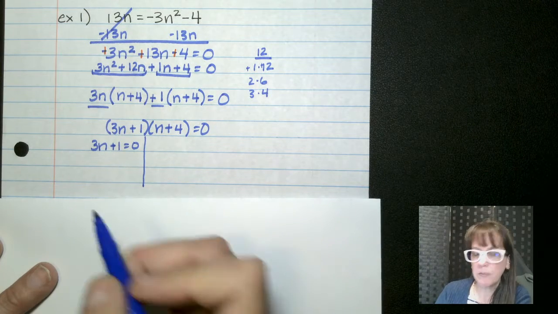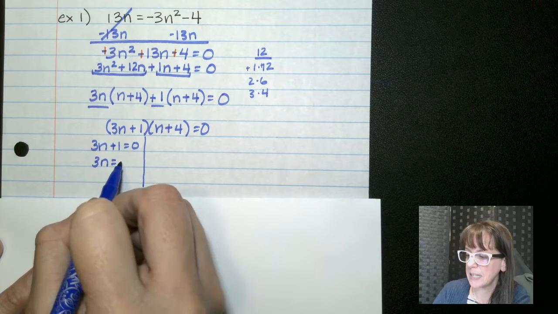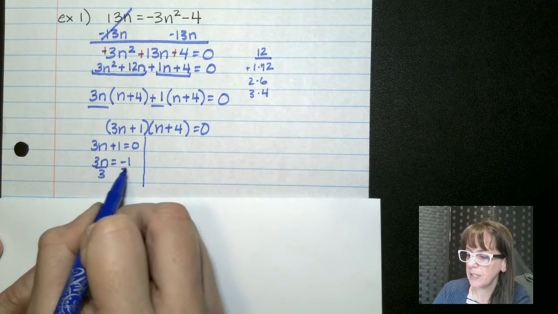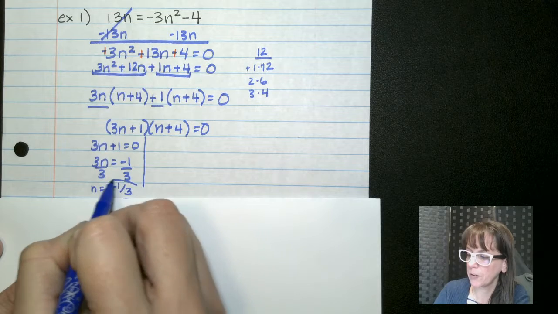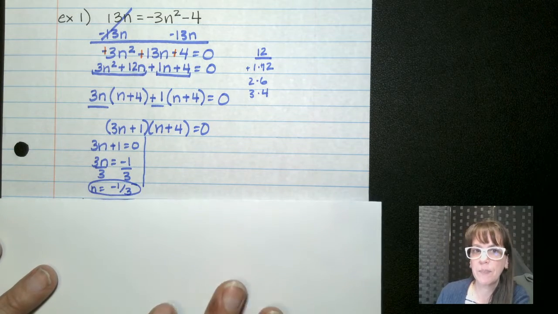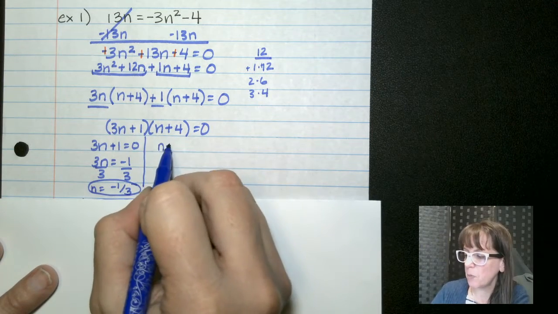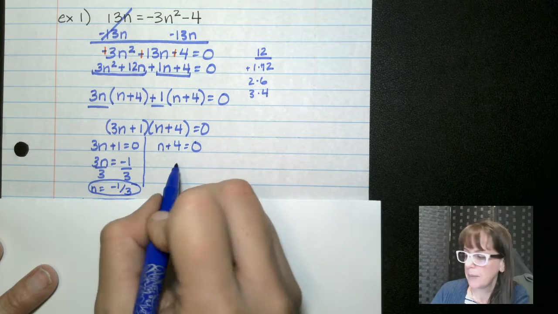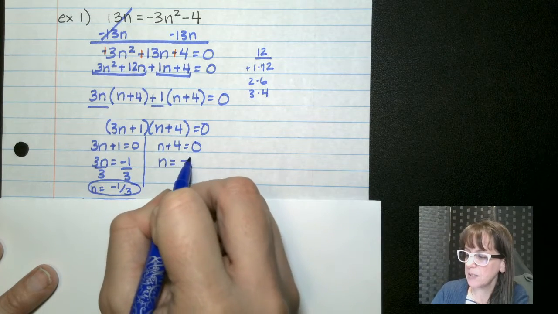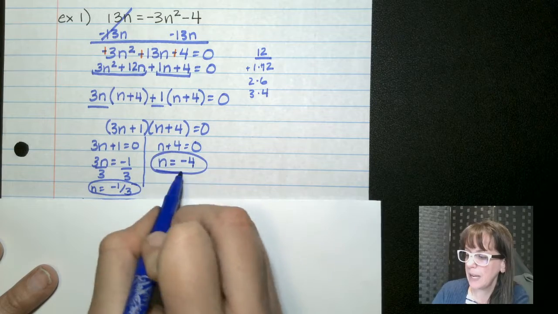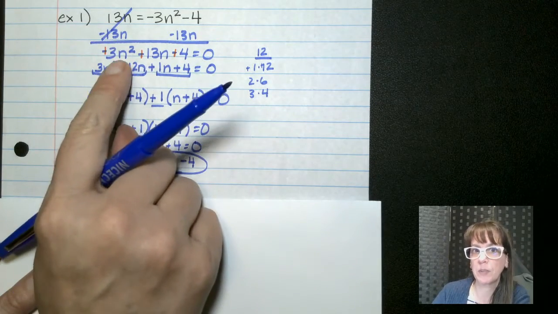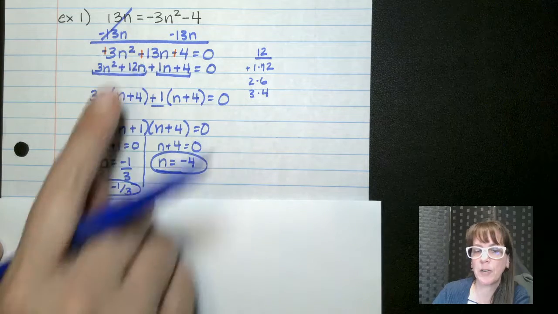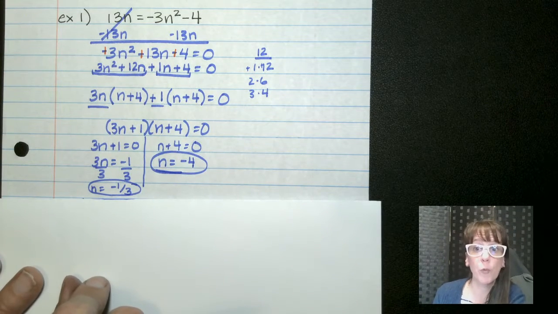If I minus 1 from both sides, I get 3n equals -1. Divide by 3, I get n equals -1/3. Over here, n plus 4 equals 0. Minus 4 from both sides, I get n equals -4. How many answers do I have? 2. How many should I have? We go back and we look at the one that we cleaned up. We have squared, so yep, we should have 2, or know why we don't.